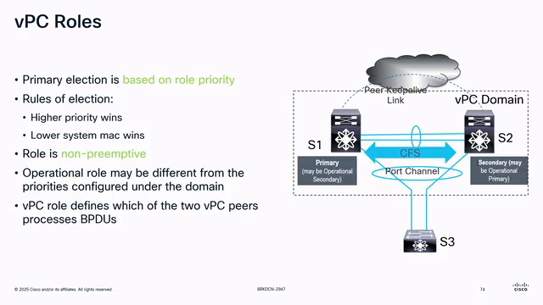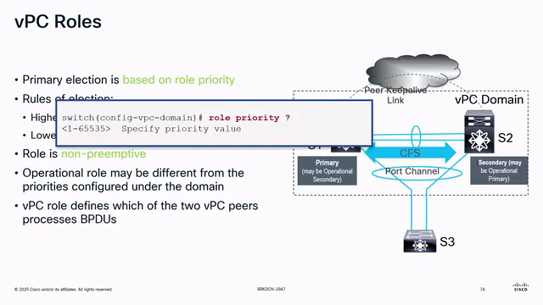Now we have something called the operational role. The cool thing about VPC is it's not preemptive. If you have two devices, let's say you've configured a primary on the left side and a secondary on the right side, and you have a failure in the network, then the secondary will become the primary in the network as an operational mode. Even though he's configured as the secondary device, he is considered the primary for the operational mode, and that's where the BPDUs are being detected, and he's the one processing the BPDUs. So keep in mind, it's non-preemptive.